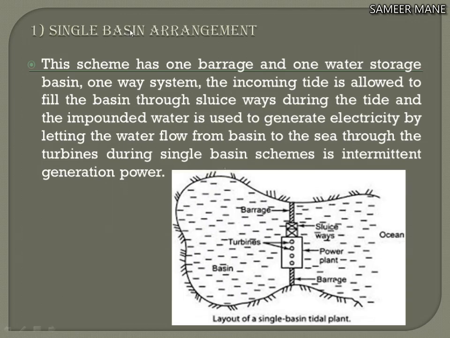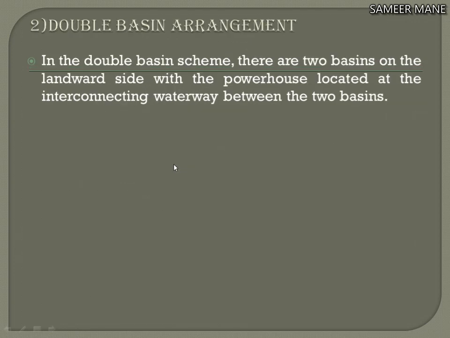Let's see the first one, single basin arrangement. This scheme has one barrage and one water storage basin. In the one way system, the incoming tide is allowed to fill the basin through sluice ways during the tide, and impounded water is used to generate electricity by letting the water flow from the basin to the sea through the turbine. The single basin scheme gives intermittent generation of power.